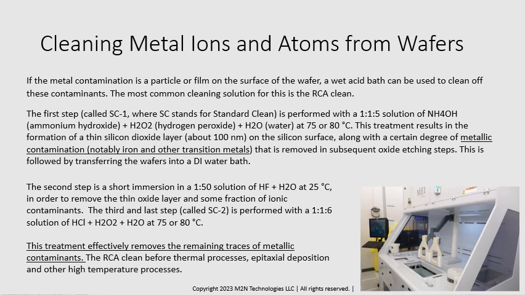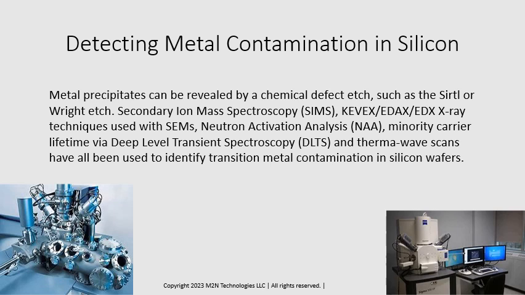And so this is usually done before epi deposition, furnace processing, etc. Now, how do you detect metal contamination? We've used a variety of techniques. If the wafers are already processed, we often used a defect etch.